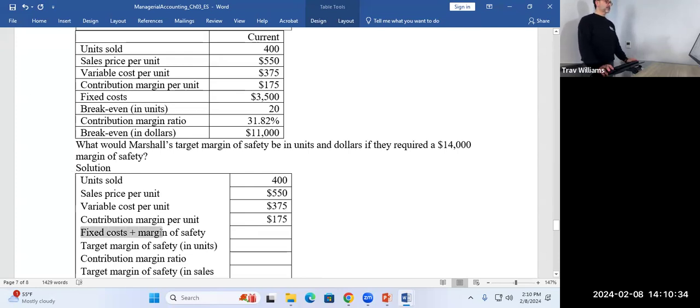So here we need to take our fixed costs and add our margin of safety. So what were the fixed costs? And what's the margin of safety that they have set for themselves? 14. Okay, so we're just going to add those together. Fixed costs plus the margin of safety. We get 17,500. So now, how many units would they need to sell in order to reach that margin of safety? How can we figure that out? Divide? So what are we going to divide by what?